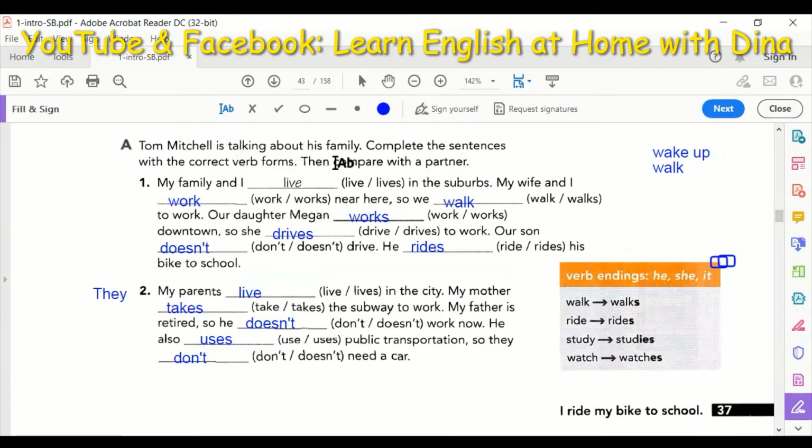My family and I live in the suburbs. My wife and I work near here, so we walk to work. Our daughter, Megan, works downtown, so she drives to work. Our son doesn't drive. He rides his bike to school.